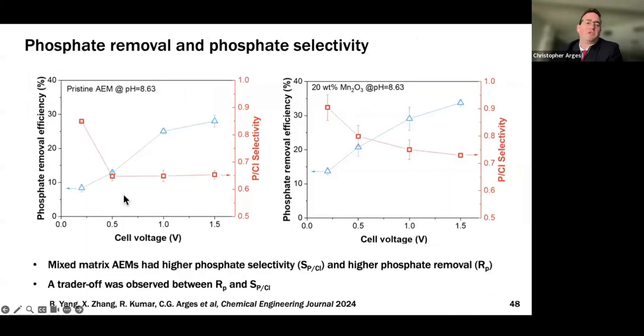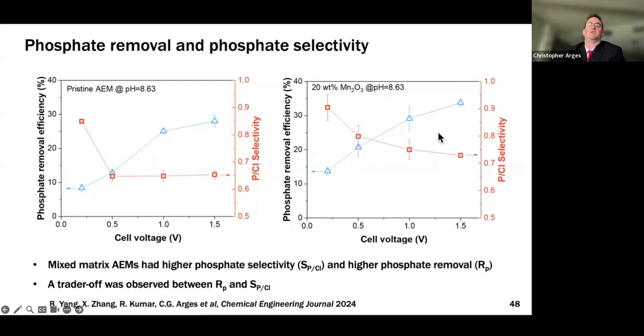And what we're interested in here is this phosphate removal and selectivity. So we had about 10 times more chloride than phosphate in solution. This is the pristine material. With the composite material, you can see right here, this red line is much higher than the one with the pristine material. So the incorporation of these manganese oxide particles in the AEM is facilitating greater phosphate to chloride selectivity, and it's also increasing the removal efficiency.